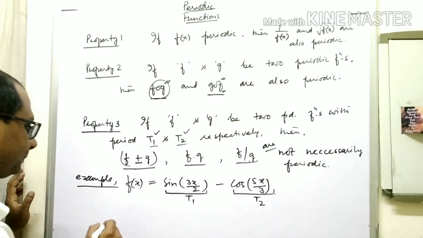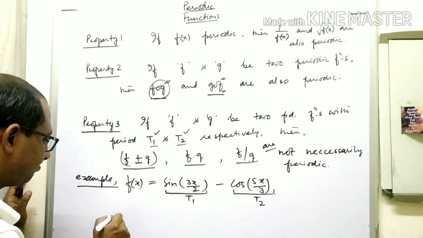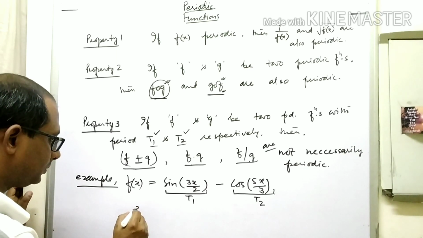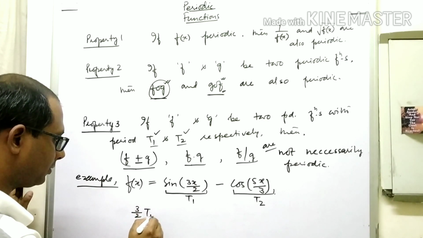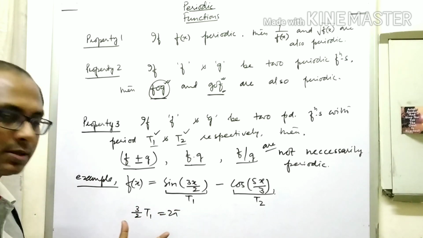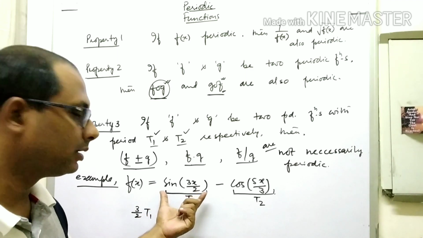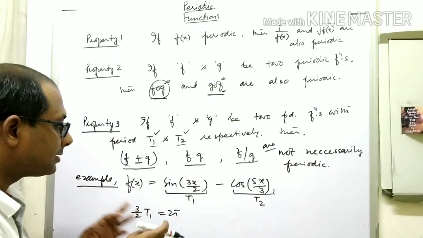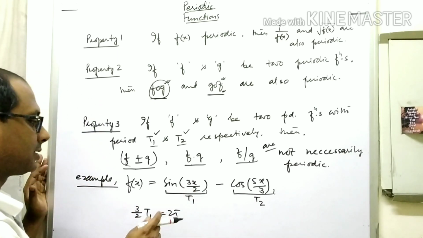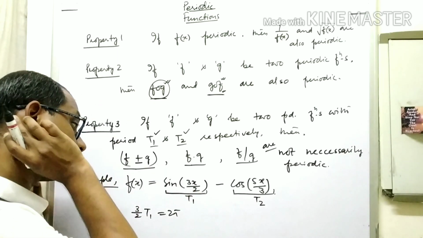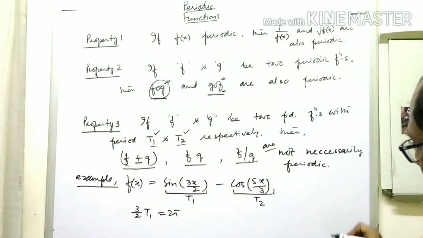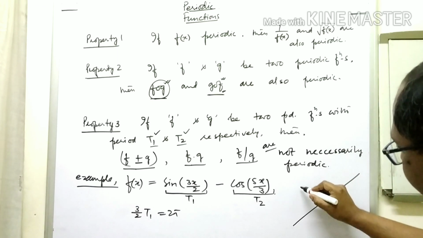Now, 3 by 2 into t1 will be equal to 2 pi. I hope you have understood this. I have used that the period of sin x is 2 pi, right? So in order to get the period of sin 3x by 2, we have to divide the period 2 pi by that factor. I just want you to understand one thing here.